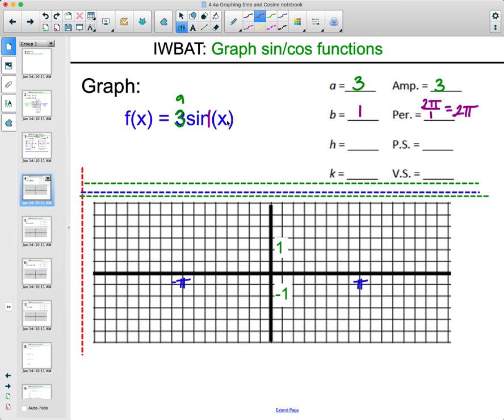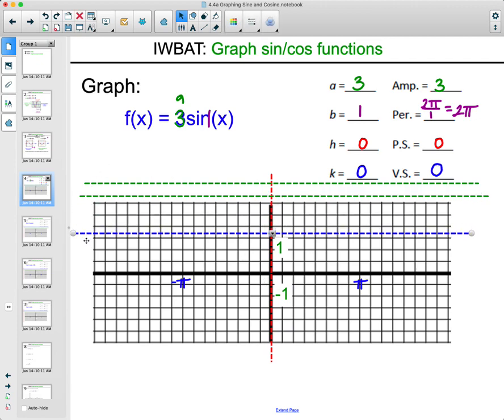There's nothing added or subtracted inside of this function, so the phase shift is 0. And then the k value out here is 0. There's nothing added, which means that the vertical shift is 0. So when I'm graphing on paper, I like to put in these things. So I like to do a dotted line where the phase shift is. In this case, there wasn't one. So just on the y-axis, the vertical shift, or the midline. Okay, so the midline, there was no shift. So that's just going to be on the y-axis.